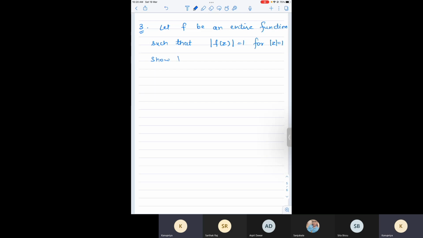Now we have to show that there exists a complex number c with its modulus equal to 1 such that f of z is equal to c z raised to power n for all z belonging to C. We have to show that the function is this type. So any ideas? Have you tried this question? I know this is a bit difficult.